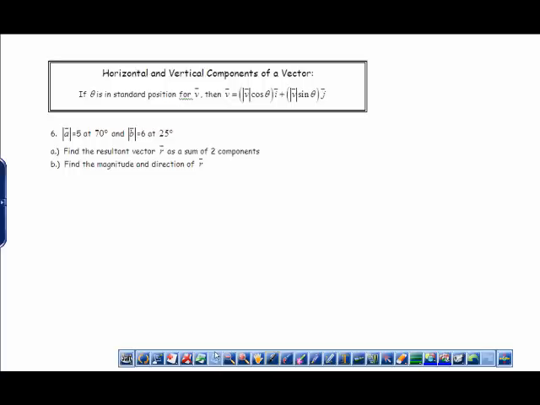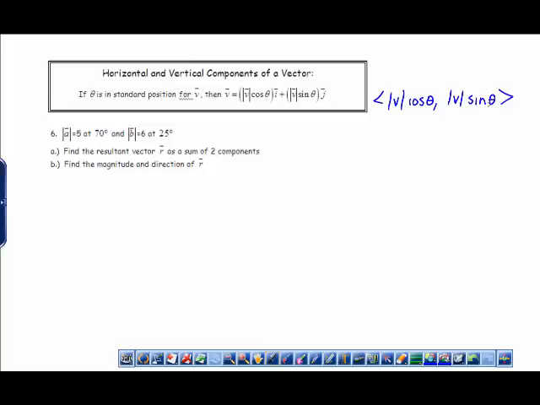Okay, next up is a box that sums up what we just did. And here they have it in the adding it up, but off to the side here, I would like for you to put the magnitude of V cosine theta. This is going to give you your horizontal component. And then the magnitude of V times sine of theta. This is going to give you your vertical component. And here theta is your reference angle.